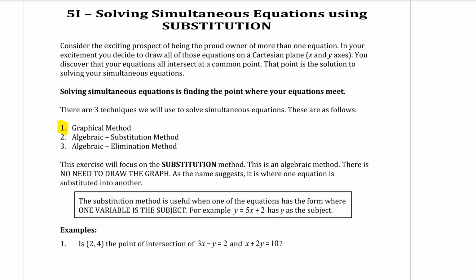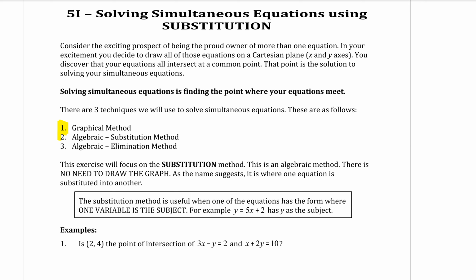And secondly, unless the numbers come out as whole numbers, it's really hard to read accurately off the graph something like 4.2 or 4.149, whatever it is. Okay, so it's not a very accurate way of doing it. So we don't spend a lot of time learning about the graphical method. We prefer to focus on the algebraic methods, and there's two of those.